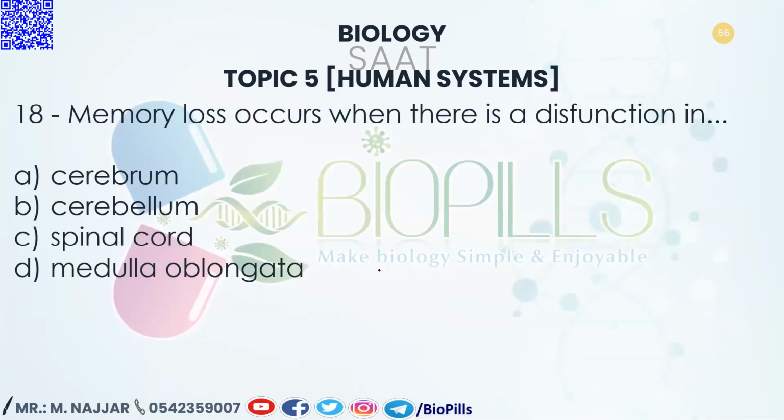Question number 18. Memory loss occurs when there is a dysfunction in: A, cerebrum, B, cerebellum, C, spinal cord, D, medulla oblongata. The correct answer is A, cerebrum.